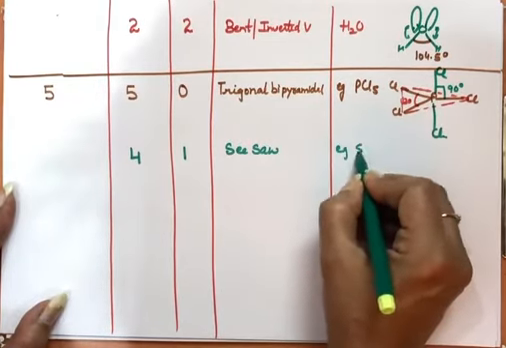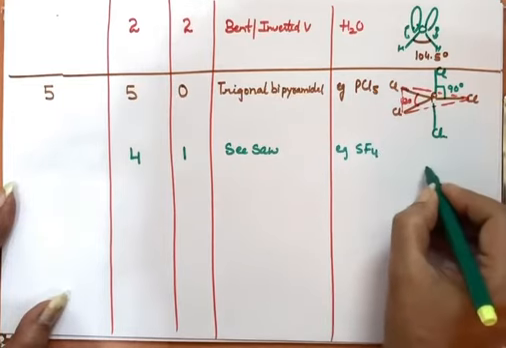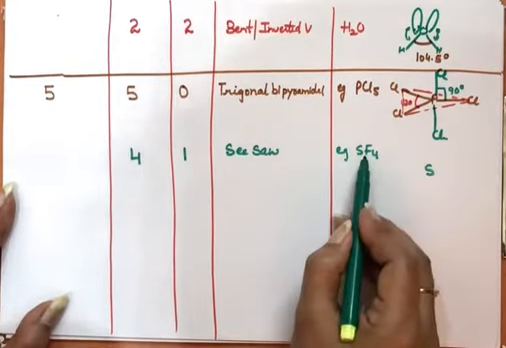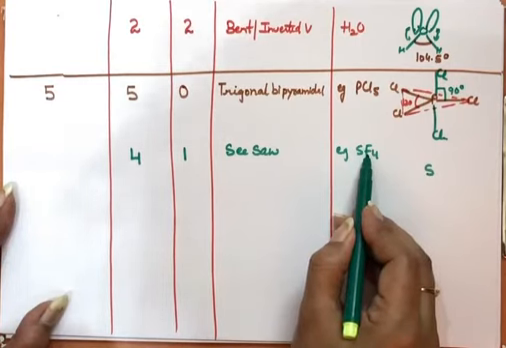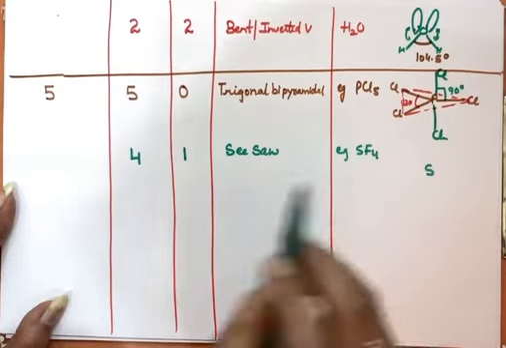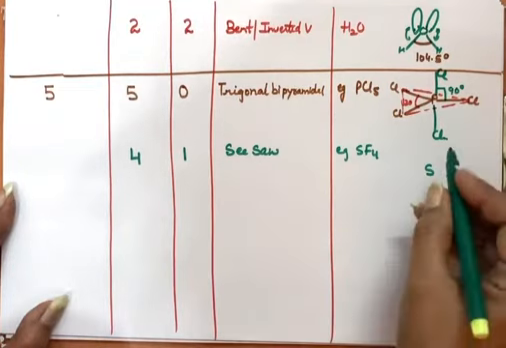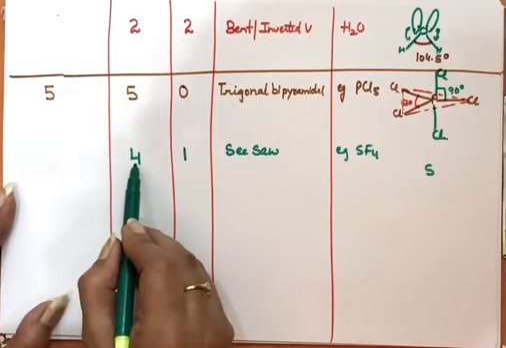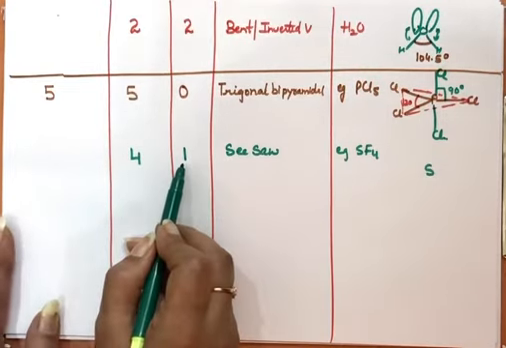Example is SF4. Now see, sulfur has 6 electrons in its last shell. 4 are used to combine with the F, and 2 electrons are left, that is 1 lone pair is left on the sulfur. So total there are 5 electron pairs. Out of these, 4 will become the bond pairs and 1 will become the lone pair.